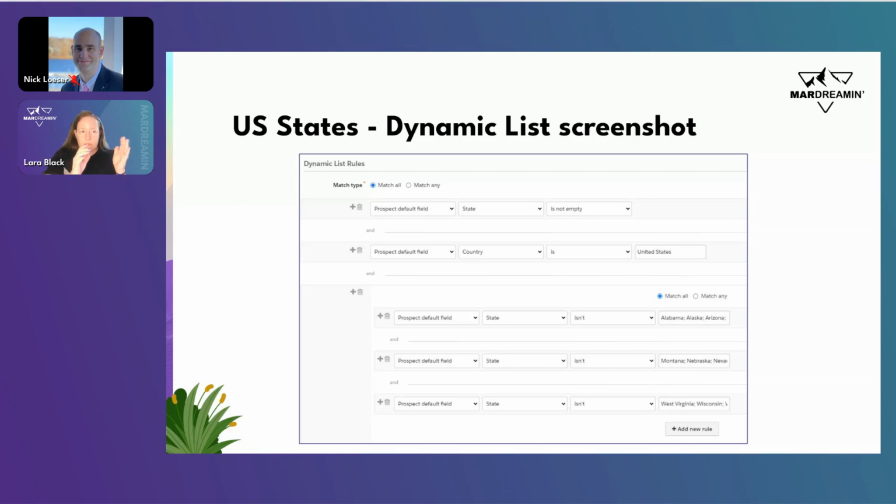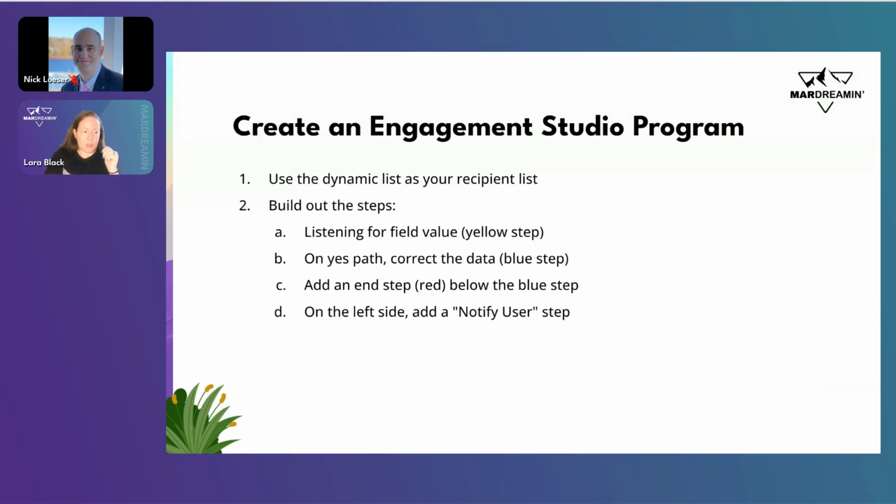So filter the ones that are incorrect. You know that they're in the United States, you know they have a state value, the state value is not empty, but it's not hitting one of the correct state values: Alabama, Alaska, Arizona, et cetera. District of Columbia should probably be in there. This is going to be your dynamic list, which is going to be the recipient list, even though we're not sending any emails. You're going to use that dynamic list as the recipient list of your Engagement Studio program. And you're just going to build out a series of repeating steps.